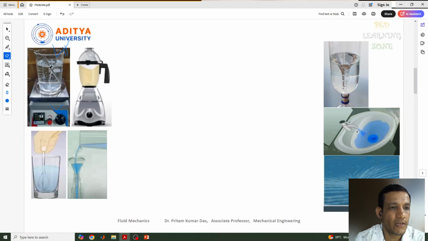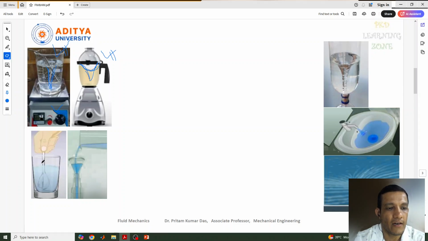Now if you see, there is a formation of this vortex here when it started rotating. When you start rotating with this magnetic stirrer, there is vortex formation in this. So this is forced vortex flow. Similarly, if you take a grinder or a mixer, when you are grinding something and you rotate it, you can see there is a vortex formation, like this curved path is formed here. And if you look deeply, there is a vortex formation in this also.